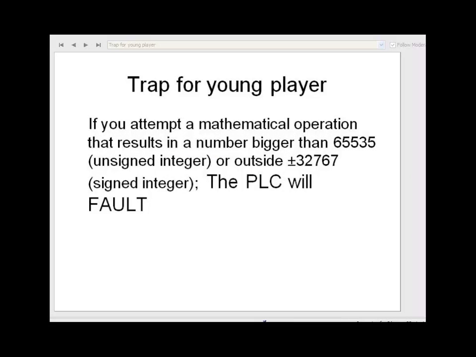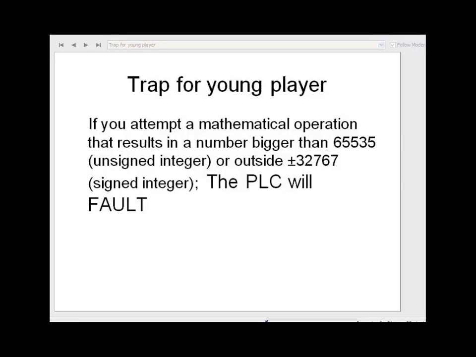Here's a big trap for young players. If you attempt to put a number bigger than 65535, if you're doing unsigned integer, or outside of the range plus or minus 32767, into a PLC location, the PLC will fail. It'll either just go into breakdown and shut down, or it will do something extraordinarily stupid, because it will misinterpret the numbers.